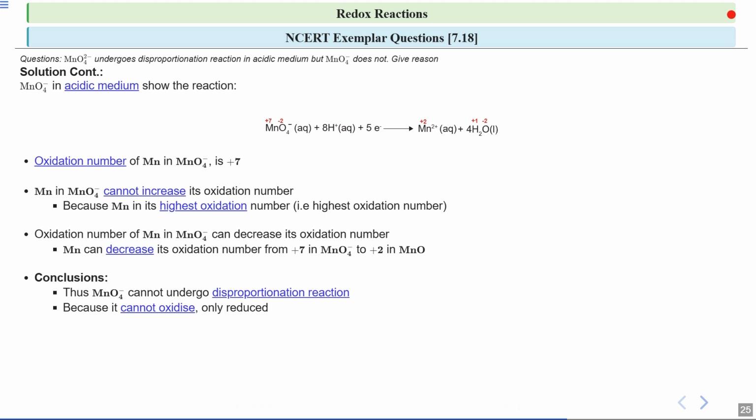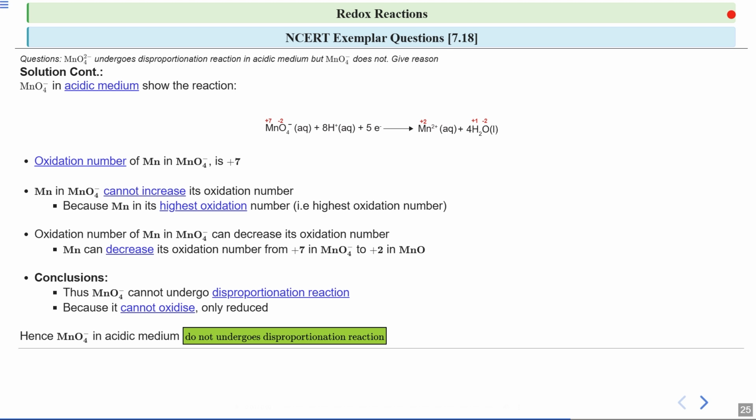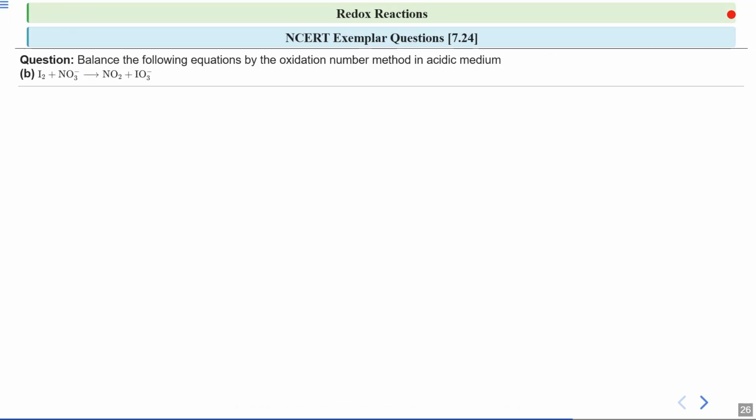So it can only oxidize and not reduce. Finally, you can conclude by saying that MnO4- in acidic medium does not undergo a disproportionation reaction. Then the next question: balance the following equation by the oxidation number method in acidic medium.